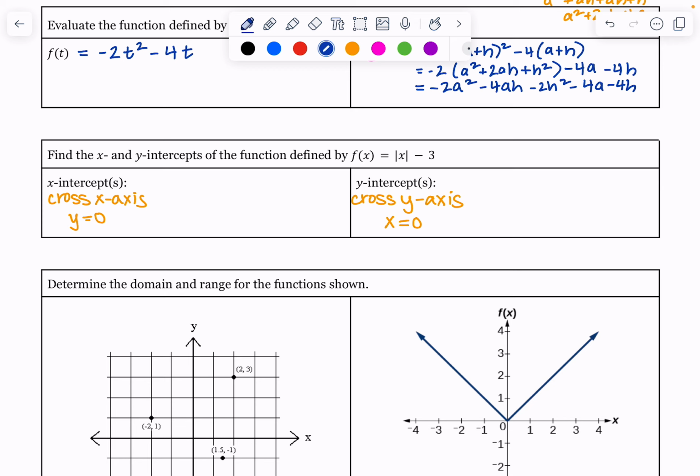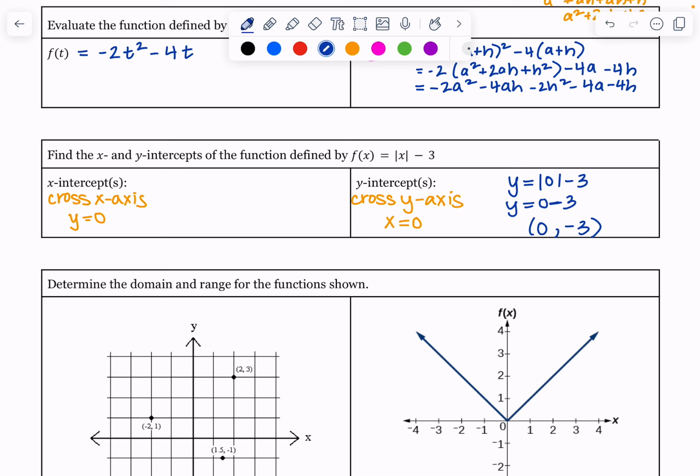So y-intercepts are actually a little bit easier because we're just plugging in 0. So for this, we'll have y equals the absolute value of 0 minus 3. So this would be y equals 0 minus 3. So for us, this y-intercept would be x equals 0, y is equal to negative 3.